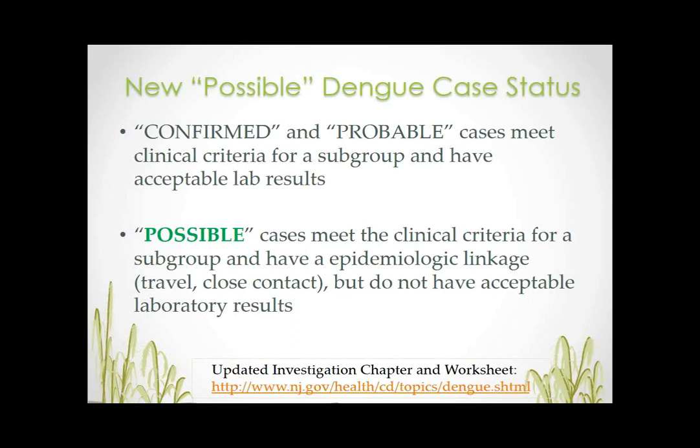Possible cases need to meet the clinical criteria for one of the subgroups, and they have to have an epi linkage, which is usually travel to a country with dengue transmission, but they do not have acceptable labs. So for example, a clinically compatible case with a travel exposure and only an IgG result would be classified as possible for the respective subgroup. And we do have a new dengue chapter posted online now, reflecting those new case definitions, and we'll be posting an investigational worksheet in a few days to assist with interviewing.